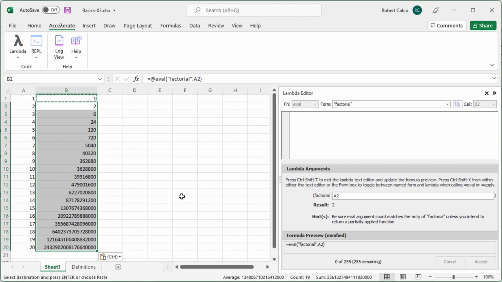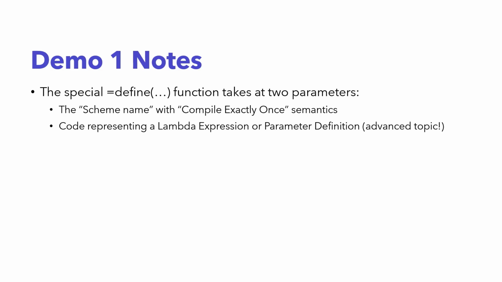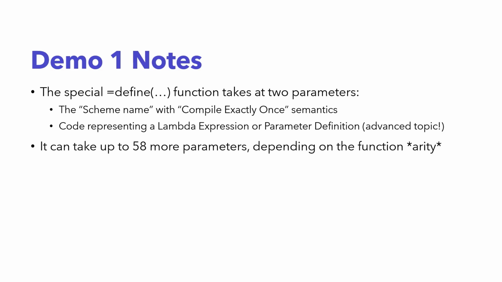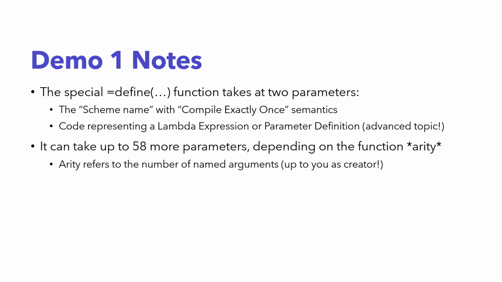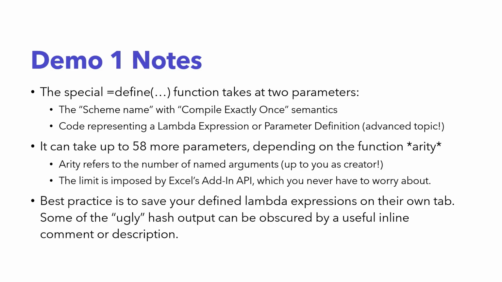Now let's take a quick recap before we get into naming lambdas. Okay, so some notes. The special define function takes at least 2 parameters: the scheme name, which will compile with exactly 1 semantics, and the code representing the lambda expression or parameter definition. That's an advanced topic we'll get into later. It can take up to 58 more parameters depending on the function arity. Arity refers to the number of named arguments. That's up to you as the creator of the function. The limits are imposed by Excel's add-in API, which you don't have to worry about.